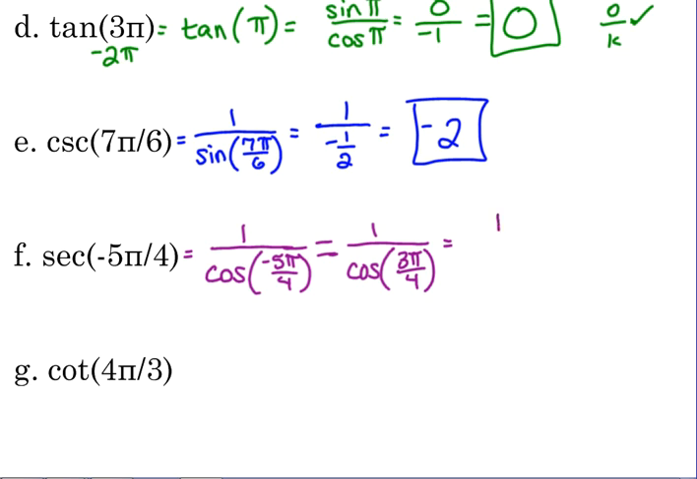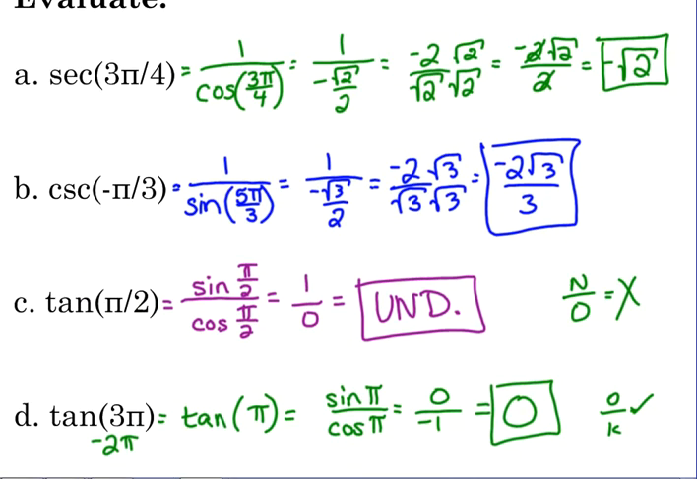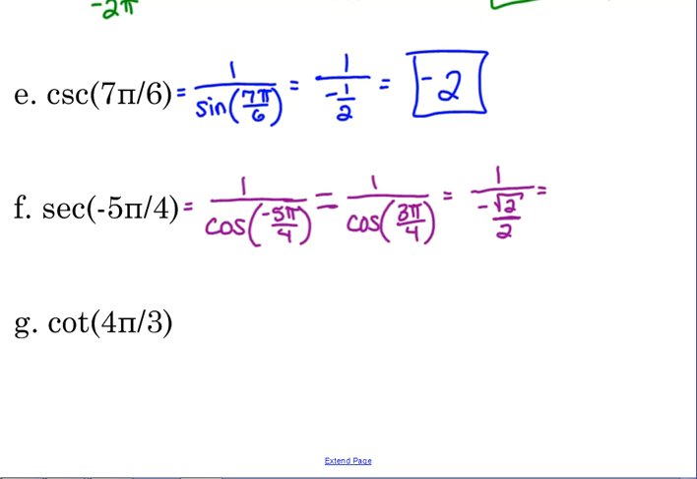So that is in the second quadrant. So cosine is negative, and it's an over 4 angle, so it's square root 2 over 2. And didn't we just do this one a second ago? 1 over the square root of 2 over 2? Yes, it ends up giving us negative square root of 2.